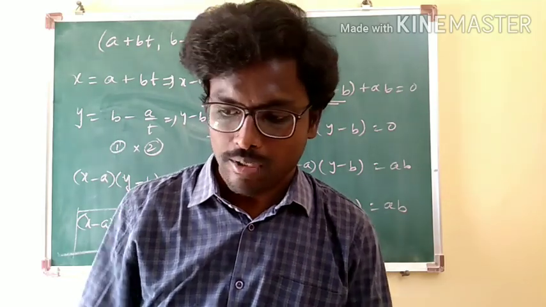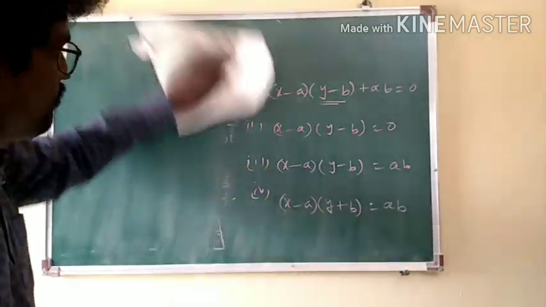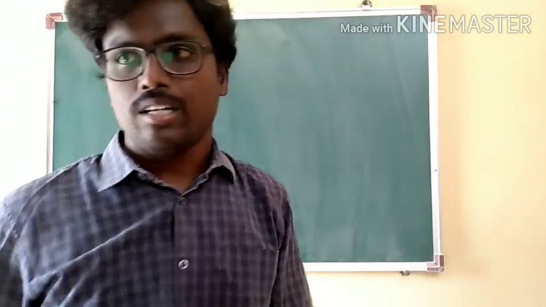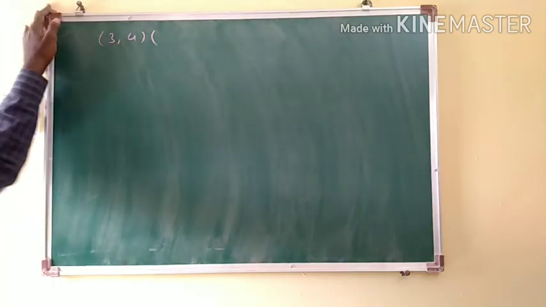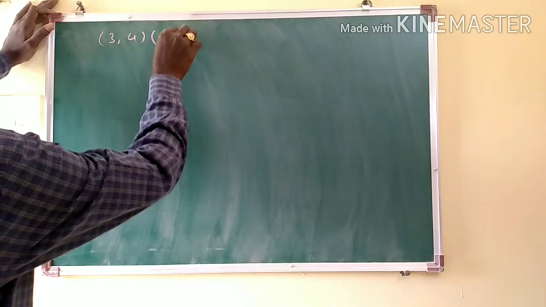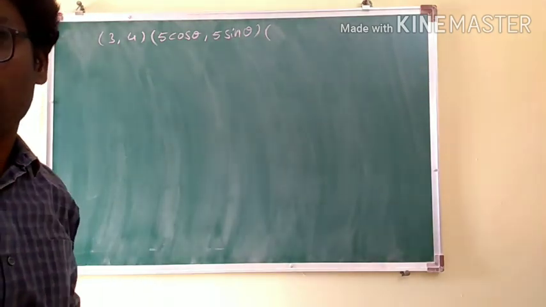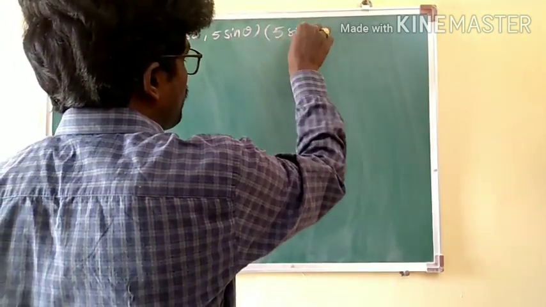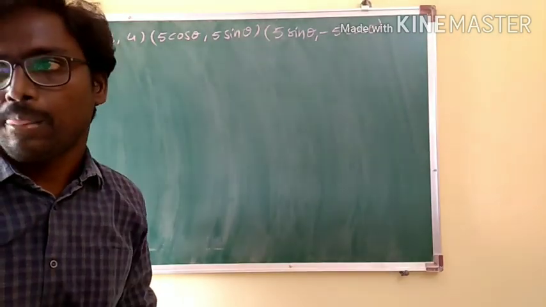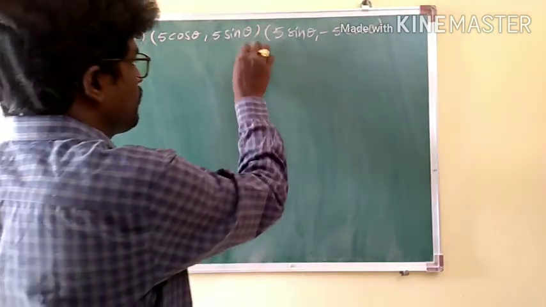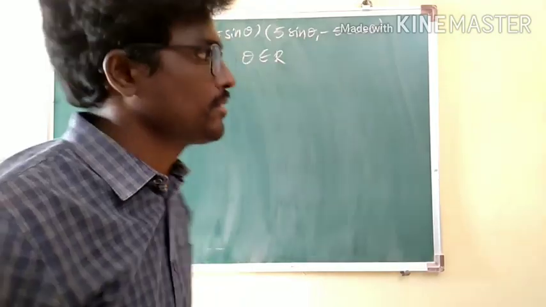Vertices of a variable triangle are (3, 4), (5 cos theta, 5 sin theta), (5 sin theta, minus 5 cos theta), where theta belongs to R. Then find the locus of its orthocenter.